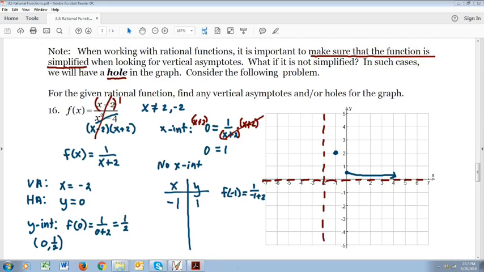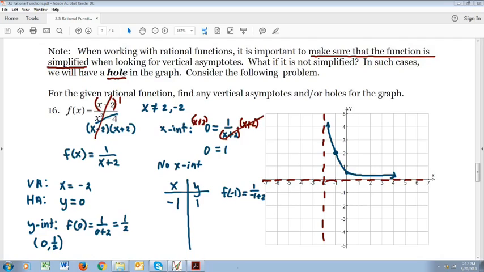Now, as we go to the left, we're going to be going up, and again, we have nowhere to go. We can't cross a vertical asymptote, so this side it's going to look like this. And we learned that when we look at graphs of rational functions, these are the kinds of, I call them arcs, that we get.